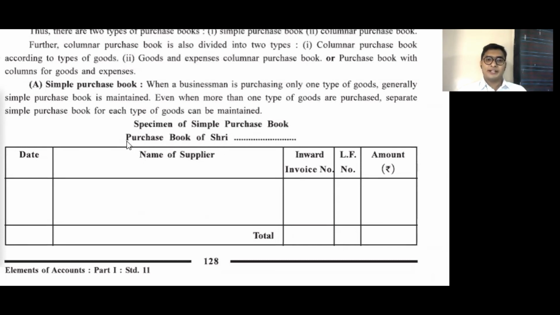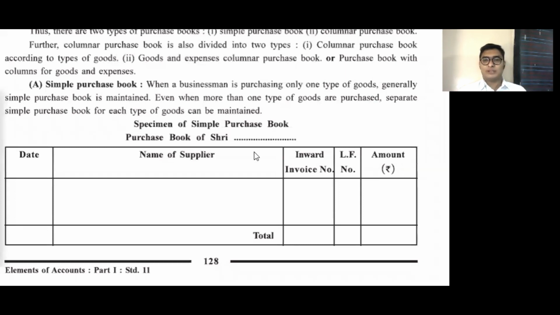First of all, our heading is purchase book of Shri, name of the business, name of the person we have to write here. Then there are five columns. Number one, date. Number two, name of supplier. Number three, inward invoice number. Fourth, LF number, and fifth, amount.